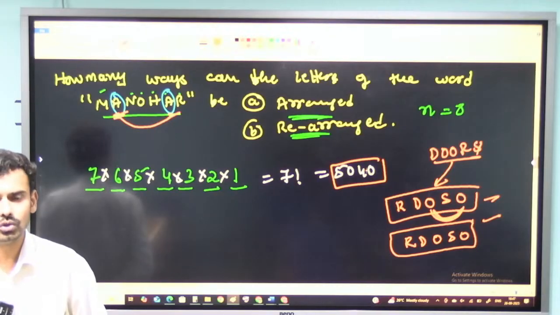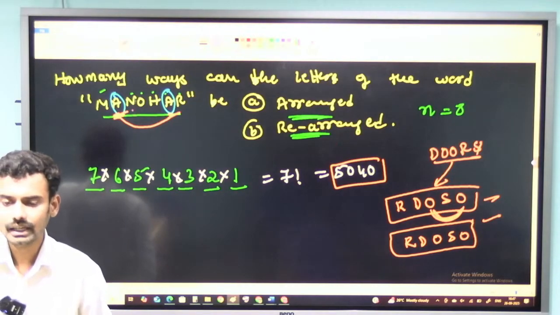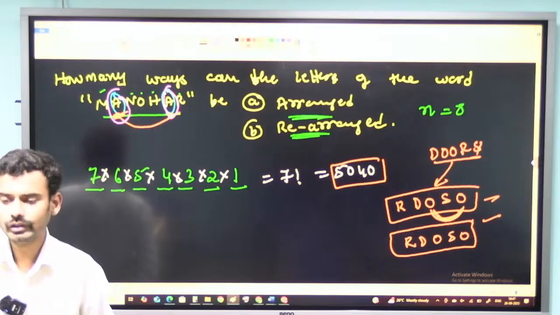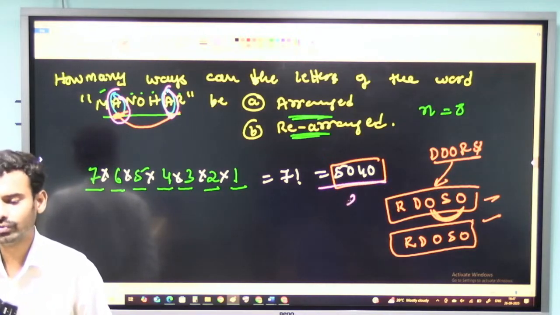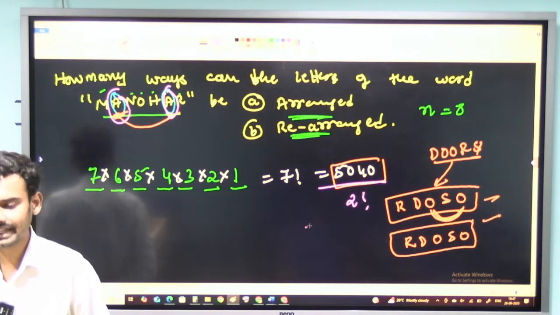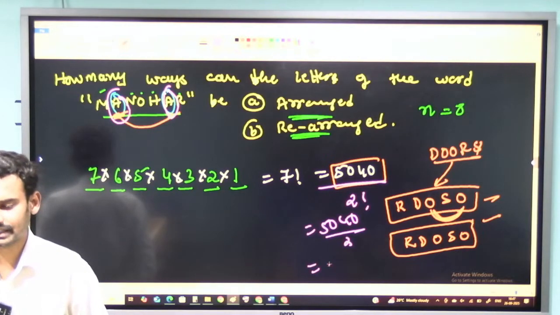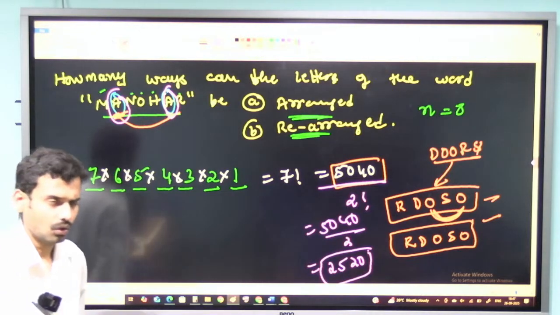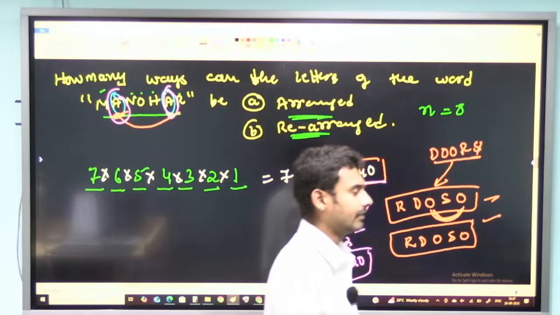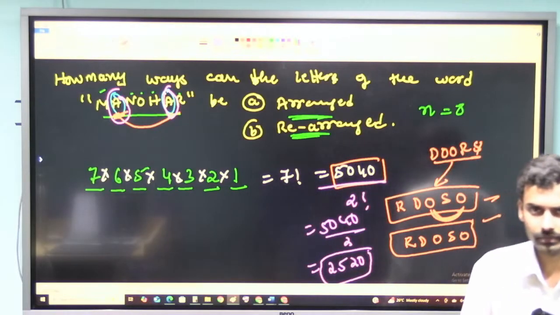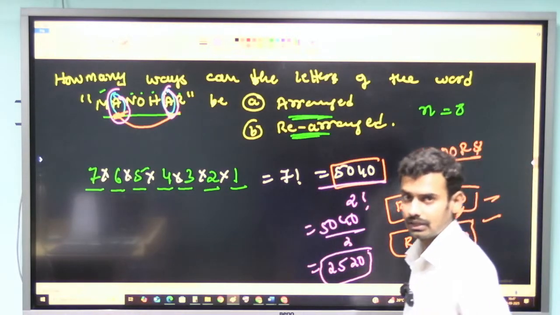So to remove those duplicates, what we are supposed to do is, A is repeated twice, so you need to finally divide the answer by 2 factorial. Now you will be getting 5040 divided by 2. So the answer for this question is 2520. This will be the final answer. Hope everyone understood why I am dividing the answer by 2 factorial, because of repetition of A 2 times.